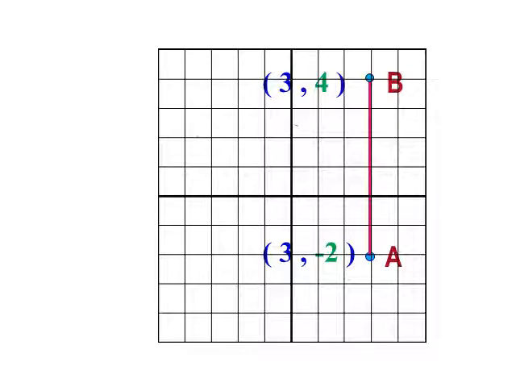Find the midpoint from A to B, the point located in the middle of the distance between A and B. Here I have 1, 2, 3, 1, 4, 5, 6. I have 6 units, so the point is located after 3 units, that means (y1 plus y2) over 2. It will be (3, 1).